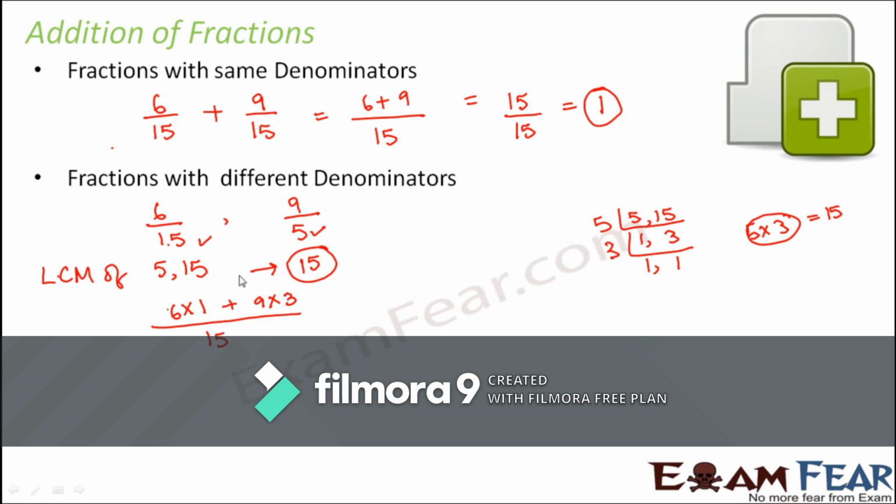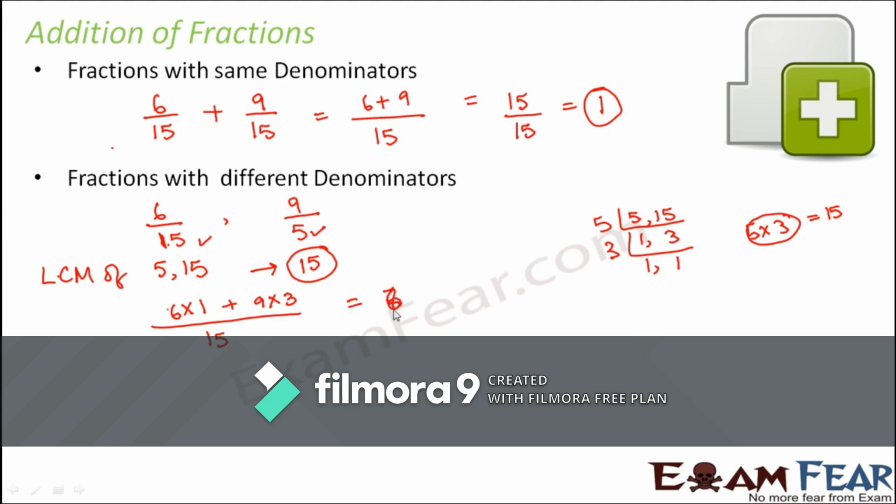Very simple. First find out the LCM. The LCM of the two denominators would be the denominator in the result. And in the numerator, you find out what number, when multiplied by the denominator of this fraction, will give this LCM. And then you multiply that number with the numerator. In this case, 15 into 1 is equal to 15, so we multiplied 1 to 6. 5 into 3 is equal to 15, therefore we multiplied 3 to 9.